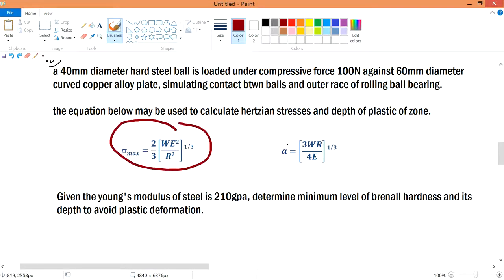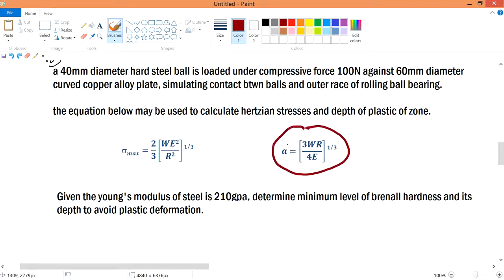This is the Hertzian stresses equation that is normally provided. But the formula for calculating E, the equivalent Young modulus, and R is not given, so you have to be careful of that. And this is the impression radius. Later I'll talk about it.